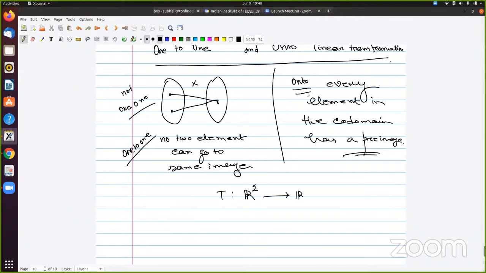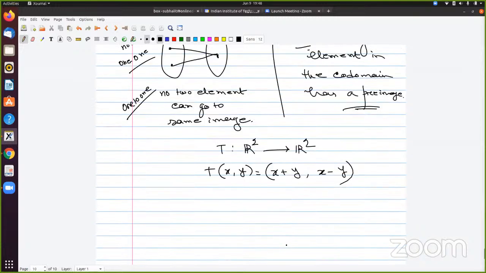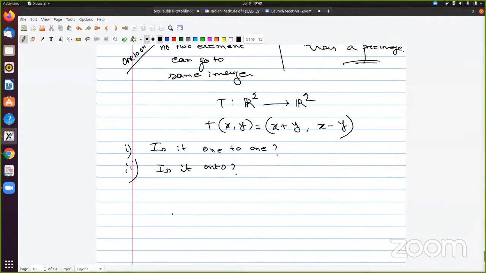So R2 to R2, take one example. Okay, this example. Now suppose two elements. Now my question is: is it one-to-one? And is it onto? These two questions are there. So by definition we have to check. Suppose two elements x1, y1 and x2, y2 are going to the same element. We have to show x1 equal to x2 and y1 equal to y2, right? That is the point. Yes, sir.